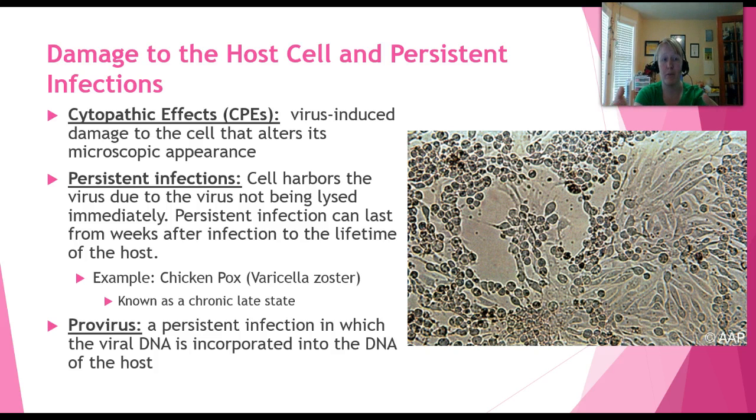There are also persistent infections, and this is where the cell harbors a virus due to the virus not being lysed immediately. The cell will maintain these infections, and they can last from weeks to a lifetime. This is kind of how chickenpox works with varicella zoster, and this is also sometimes known as a chronic late-stage persistent infection. Another example is proviruses, where the viral DNA is incorporated into the DNA of the host. Every time this cell is then replicated, this DNA stays with that cell. And that's going to be really important in the next topic when we talk about viruses and cancer on the next slide.